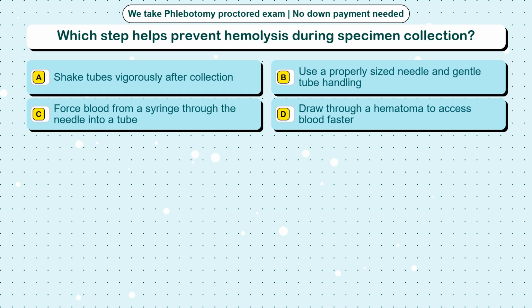Question 94. Which step helps prevent hemolysis during specimen collection? Option A. Shake tubes vigorously after collection. Option B. Use a properly sized needle and gentle tube handling. Option C. Force blood from a syringe through the needle into a tube. Option D. Draw through a hematoma to access blood faster.